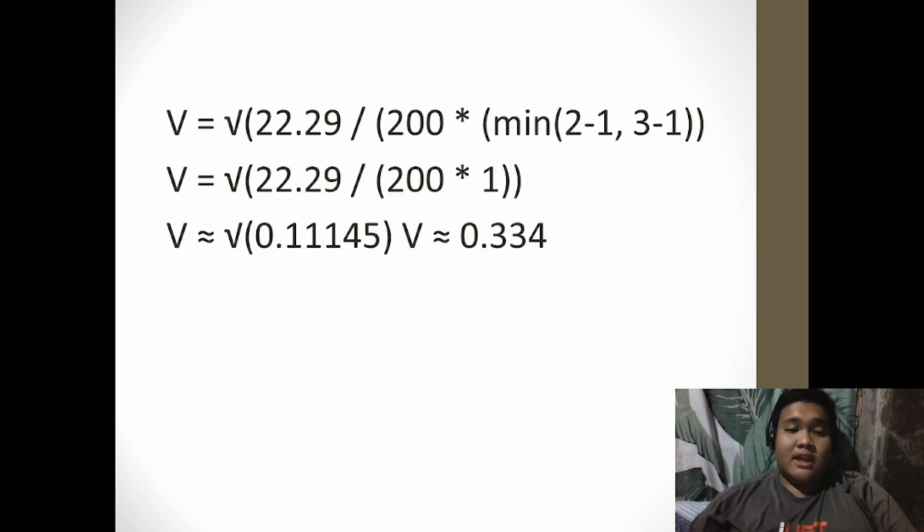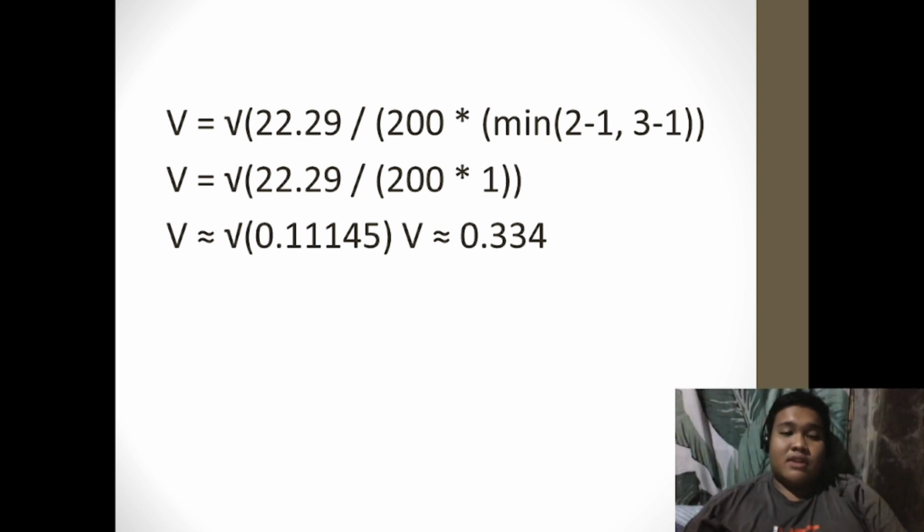So I calculate using the formula. V equals the square root of 22.29 over 200 times min of (2 minus 1, 3 minus 1). So V equals 22.29 divided by 200, which is 0.11145. The square root of 0.11145 is approximately 0.334. So 0.334 indicates a moderate association between gender and favorite ice cream flavor in the sample of 200 people.